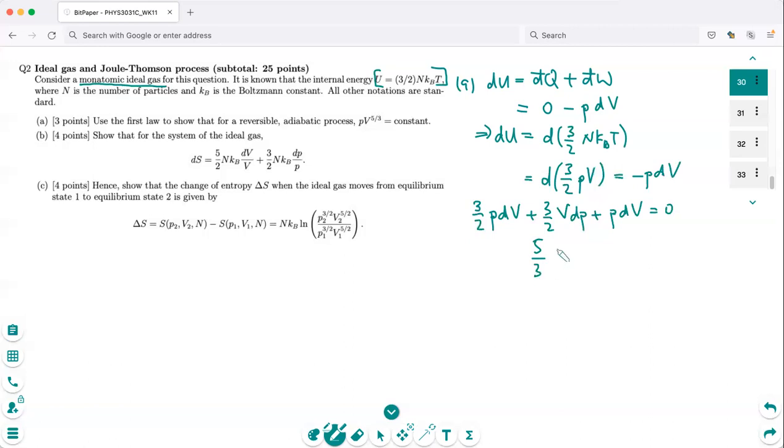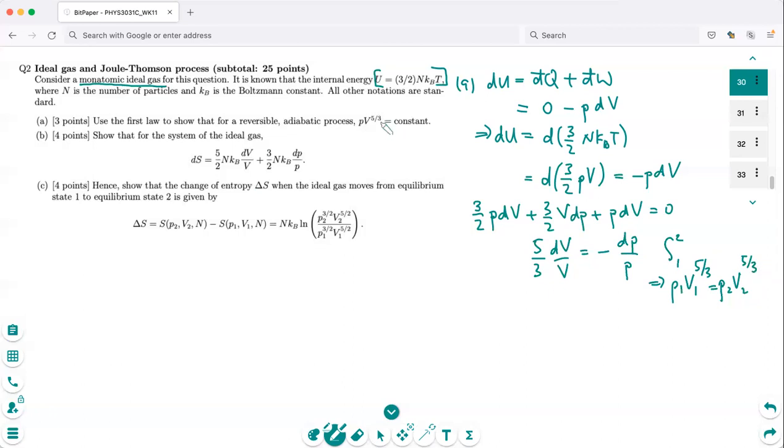So that will give you 5/3 dV divided by V, and there's a minus sign. Don't forget this. So this is dP divided by P. And then you integrate from process 1 to process 2. You integrate from 1 to 2, and that will give you your solution. You get P1 V1 to the 5/3 is the same as P2 V2 to the 5/3.